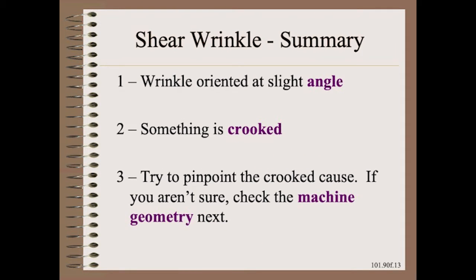To summarize, note that the wrinkle is at an angle. Note that all subcases have to do with something being crooked. Find out specifically what is crooked and then fix it if you can. If you don't know for sure what is crooked, check the machine geometrical precision in that specific area where the wrinkle originated.